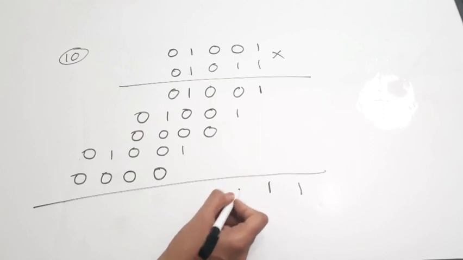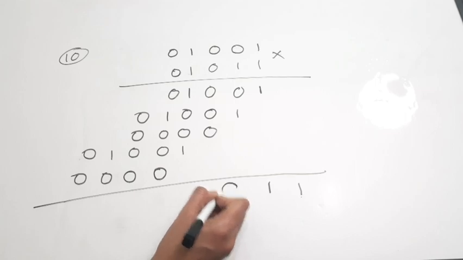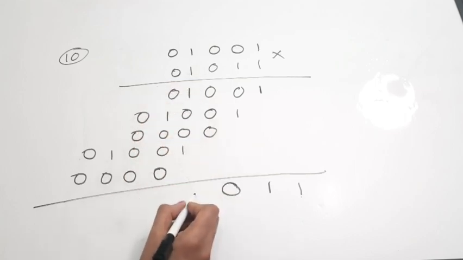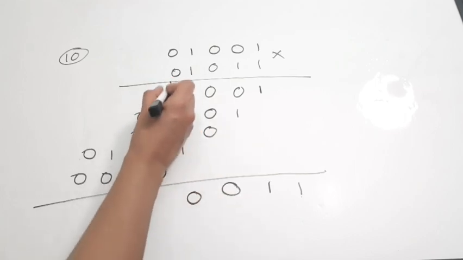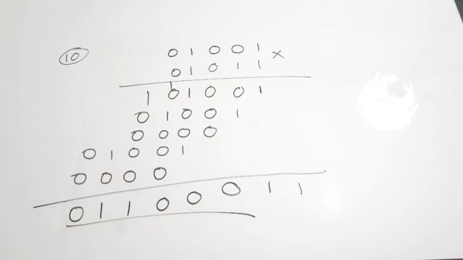So it is 1, 1, 1. Only 2 ones. Okay, 1, 1, then 0. 1 plus 1 is 0, carry 1. Again, 1 plus 1 is 0, carry 1. So it is a 1 here, a 1 here and a 0 here. So this is the number which is going to come, and the answer is 0, 1, 1, 0, 0, 0, 1, 1. Now how many digits are there in this number? 1, 2, 3, 4, 5, 6, 7, 8.